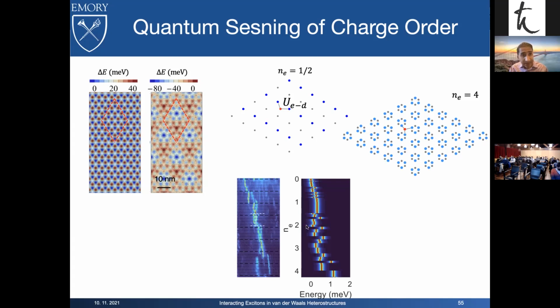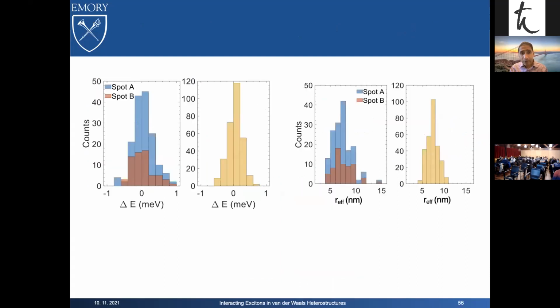And this is what you see. This is a simulation, and this is the real data. And you see qualitatively, it makes sense. There are both red and blue jumps, and there's an overall blue shift, which is also captured in the simulation. All right. And here we can also estimate the Moiré length from the size of the jump.